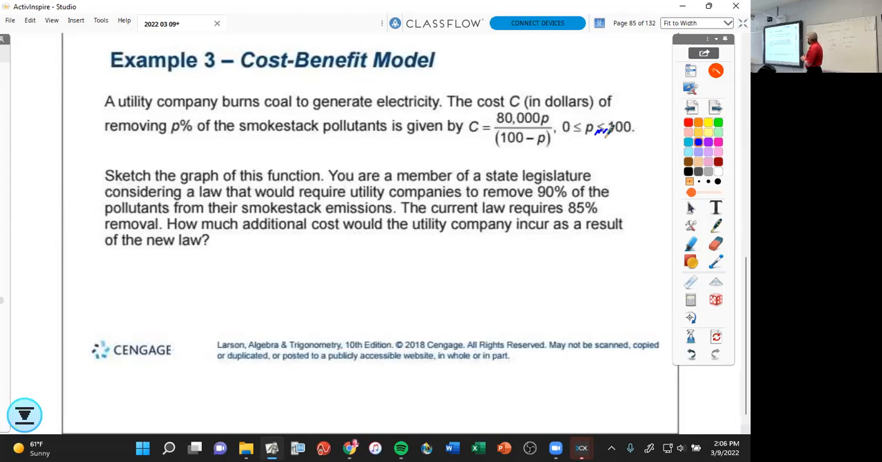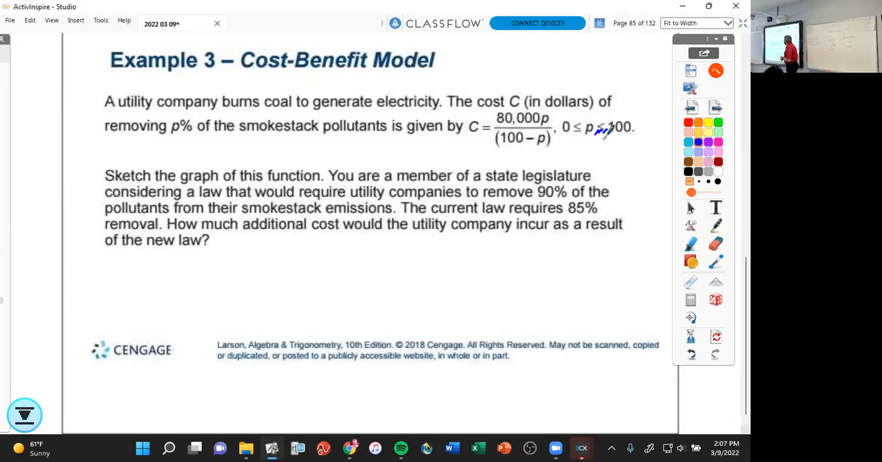You are a member of a state legislature considering a law that would require utility companies to remove 90% of the pollutants from the smokestack emissions. Current law requires 85%. How much additional cost would the utility company incur as a result of the law? So currently they remove 85% of the pollutants, but the new law passes, you have to move that up to 90% gone. That's going to cost the company more money, right?